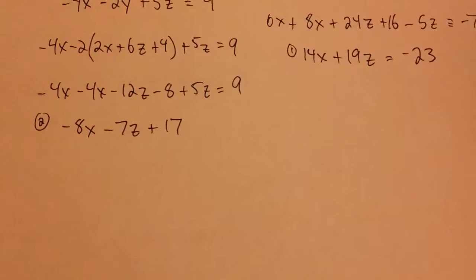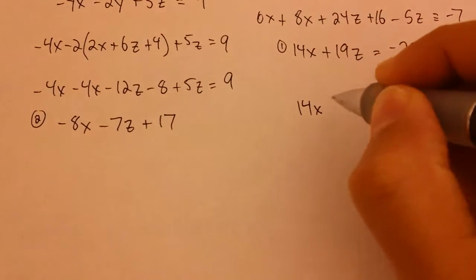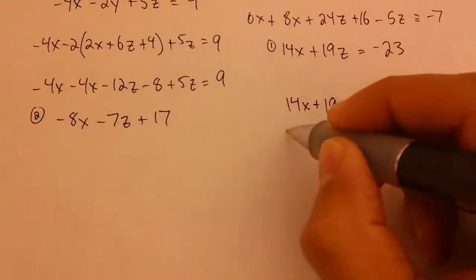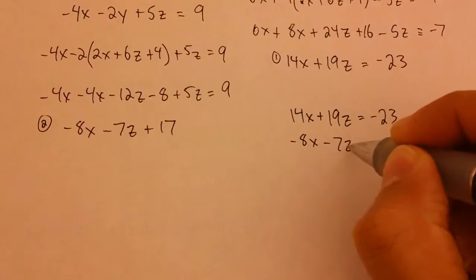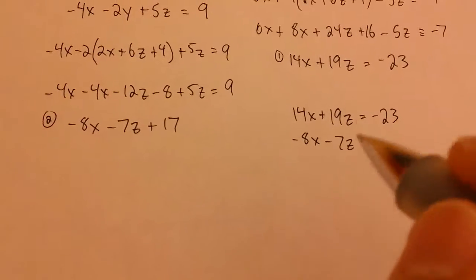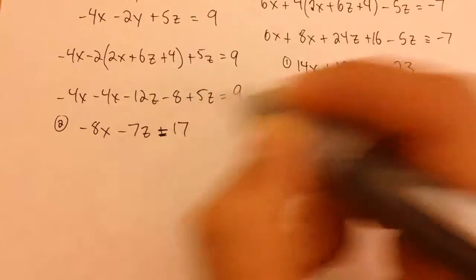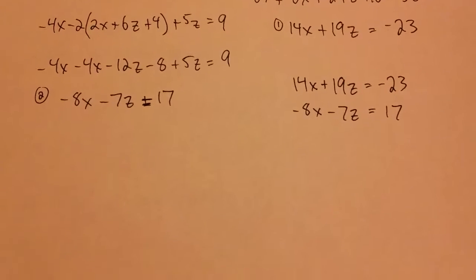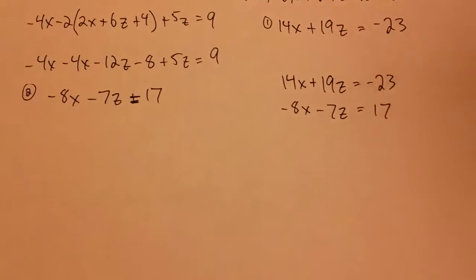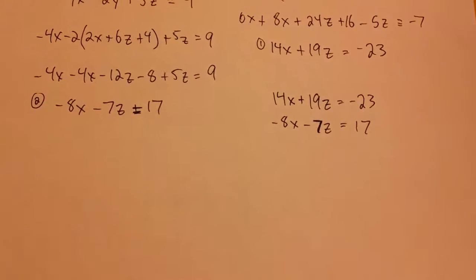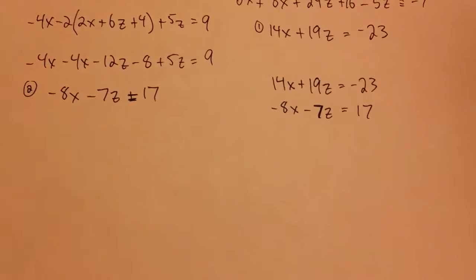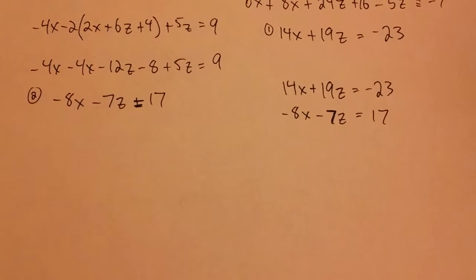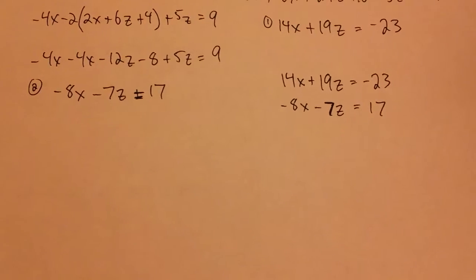And so at this point, I'm going to rewrite it over here. I'm going to have 14x plus 19z equals -23, and -8x minus 7z equals 17. And so when you look at these, these numbers aren't the best, either for elimination or substitution, right? I don't have any coefficients here that are 1. And so at this point, I guess I would do elimination if I had to.